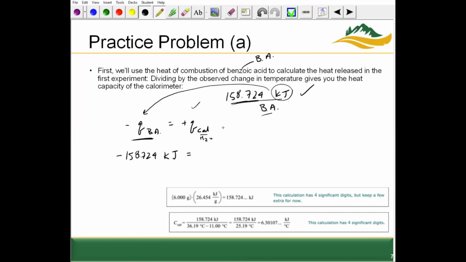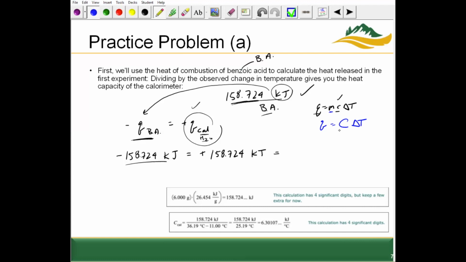This is going to equal whatever the calorimeter and the water are absorbing. Whatever heat is released from the benzoic acid is going to go into the calorimeter and the surrounding water. So this is going to equal the opposite sign of the benzoic acid. Now, typically, we've been saying that Q equals MC delta T. That is only when we're after a specific heat capacity, or when we're using a specific heat capacity to solve for heat. For us now, for a calorimeter, we no longer care about the mass, right? We just want the heat capacity itself.